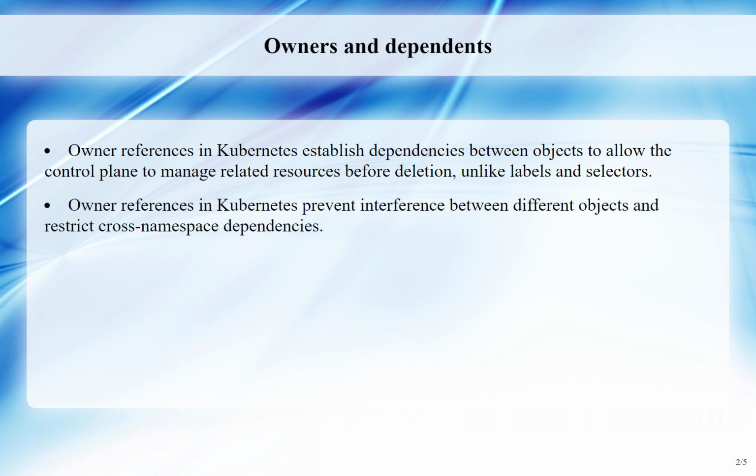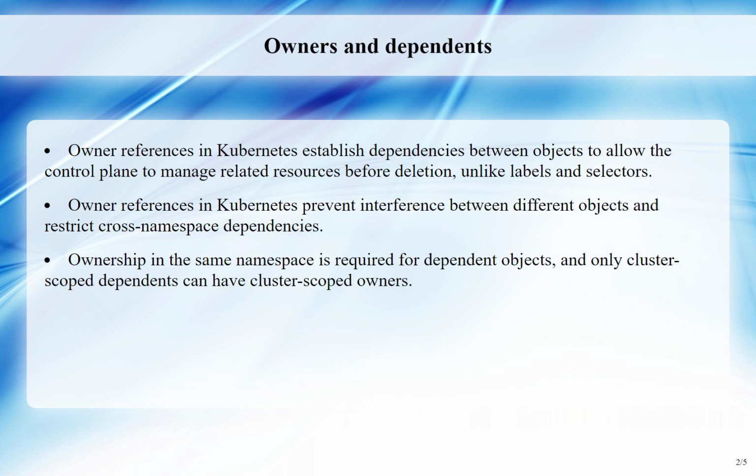Owner references help different parts of Kubernetes avoid interfering with objects they don't control. Cross-namespace owner references are not allowed, meaning that namespace dependents can only have cluster-scoped or namespaced owners. A namespaced owner must exist in the same namespace as the dependent, or else the owner reference is considered absent. Cluster-scoped dependents can only have cluster-scoped owners.